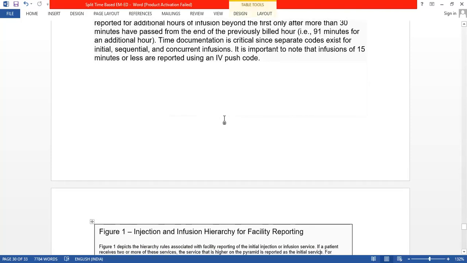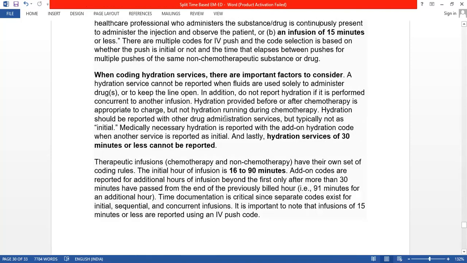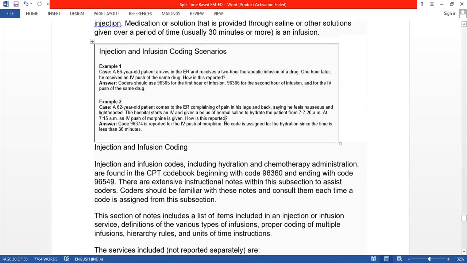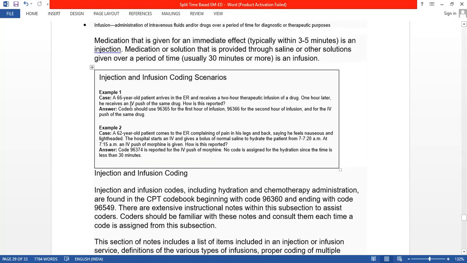Now I'm going to show you some examples. I will go through the simple example first. I'm just reading it out for you. The first example is a 66-year-old patient who arrived in the ER and received a 2-hour therapeutic infusion of a drug. One hour later, he received an IV push of the same drug. How is this reported? So what did he receive? A 2-hour therapeutic infusion of a drug.